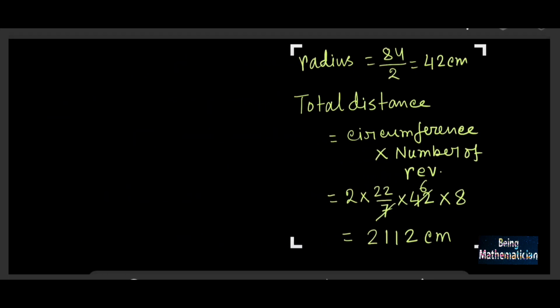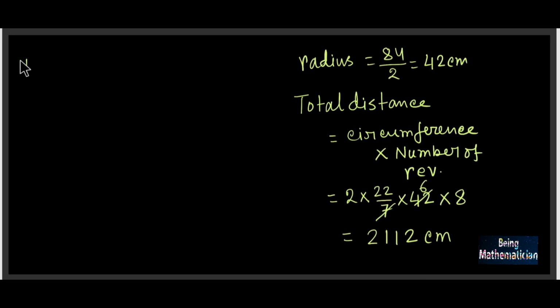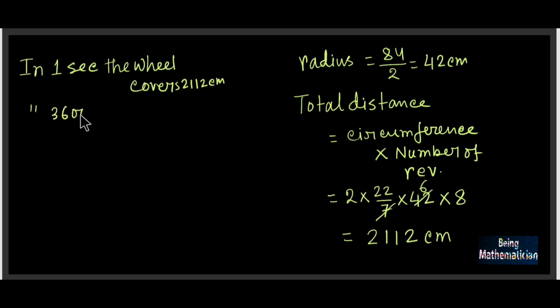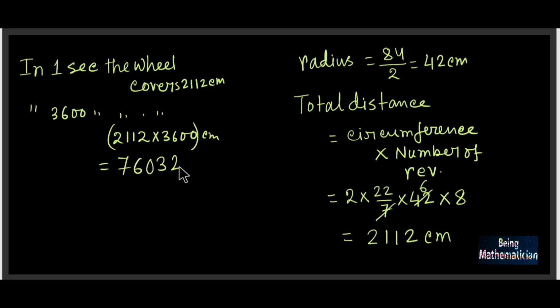Now in 1 second the wheel covers 2112 centimeter. So in 3600 seconds the wheel covers 2112 into 3600 centimeter. Let's find the product of these two numbers and we get 7603200 centimeter.